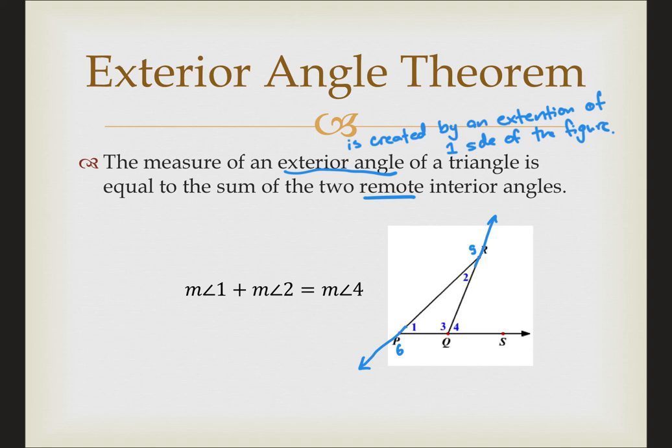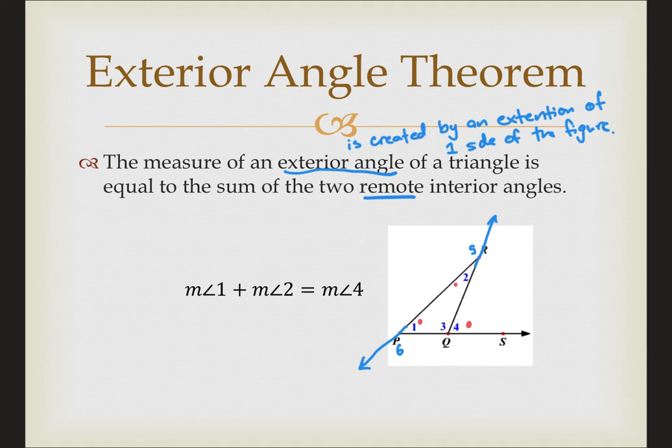Now, this other word, remote. Okay, remote means far from. So let me change colors so you can see what I'm doing. If we're looking at angle 4, then angle 3 is right next to it. But angle 1 and angle 2 don't even come into contact with it. They are far away. They are remote.